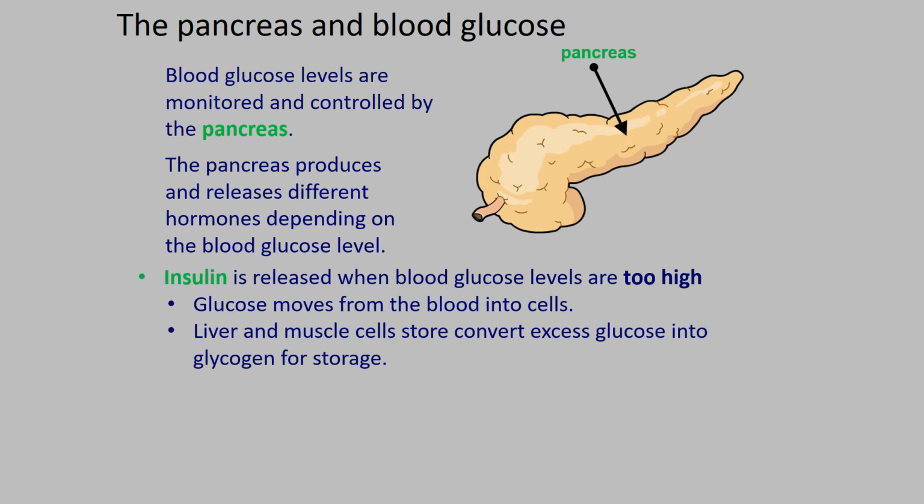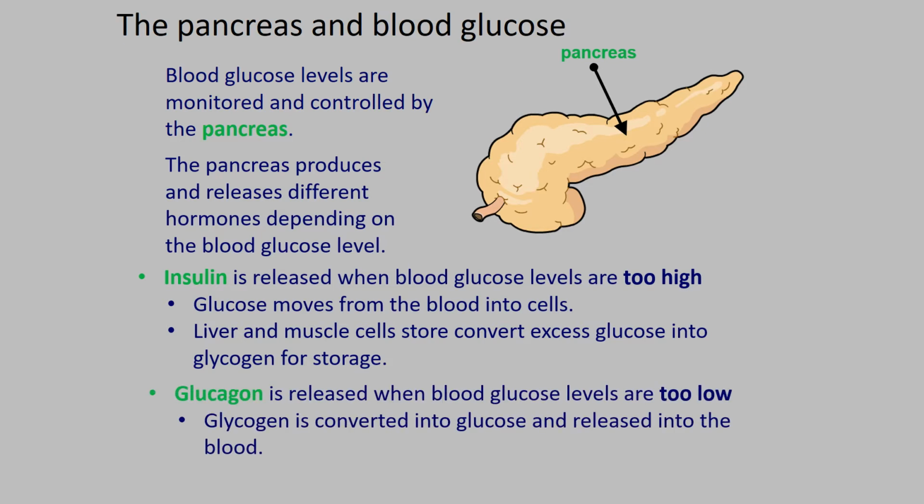So when blood glucose level is too high, the pancreas will release insulin, and what that does is it causes glucose to be absorbed from the blood, which is going to reduce the amount of glucose in the blood. And in liver and muscle cells, they're going to convert that glucose into glycogen. And glycogen is a storage molecule, so it means that they're able to store energy for later on. Whereas glucagon is released when blood glucose levels are too low. What glucagon does is it causes glycogen to be turned back into glucose, and then that goes into the blood, which increases the blood glucose level. So, of course, we end up with blood glucose level returning back to normal.